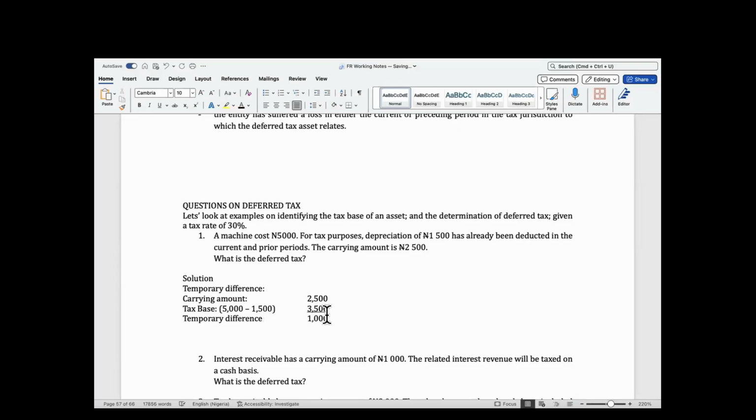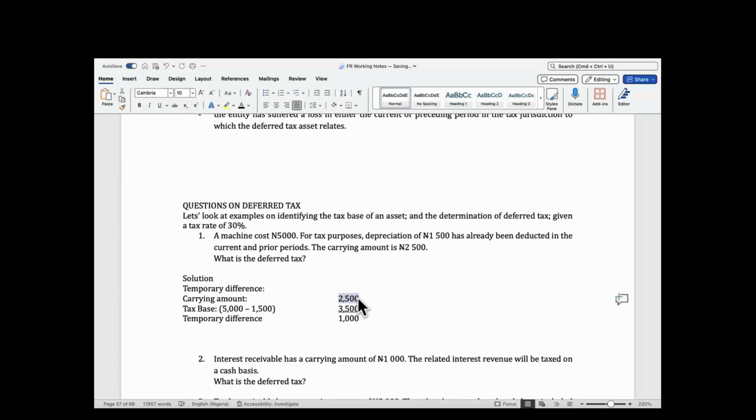Now, this temporary difference, will it be a taxable temporary difference or a deductible temporary difference? Because that is how we're going to know whether it will be a deferred tax asset or liability. And don't forget, when we say taxable temporary difference, it means a difference that would mean I will pay additional tax. When we say deductible temporary difference, it means I will have a deduction in the future. So with this now, am I going to be paying additional tax or will I have a deduction?